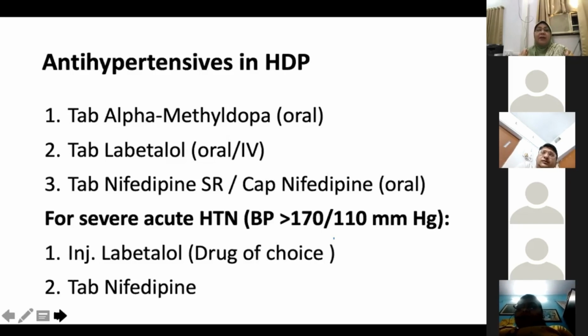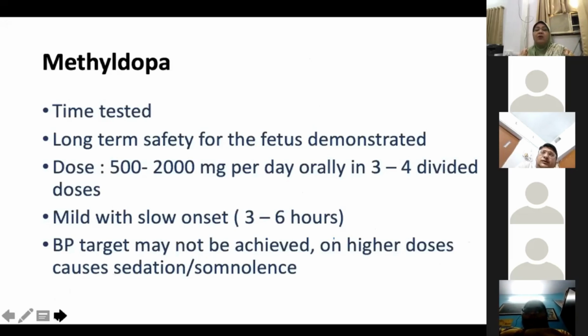Antihypertensives: tablet alpha methyldopa. You can use labetalol. You can use nifedipine, isn't it? For severe hypertension, you have to use tablet nifedipine. Please, no slow release. It is tablet nifedipine. And please remember, no sublingual nifedipine. It has to be always oral nifedipine. For acute hypertension, you have IV labetalol, but oral nifedipine. Okay, let's see how you give it.